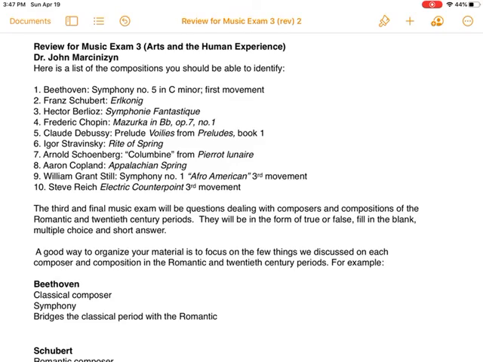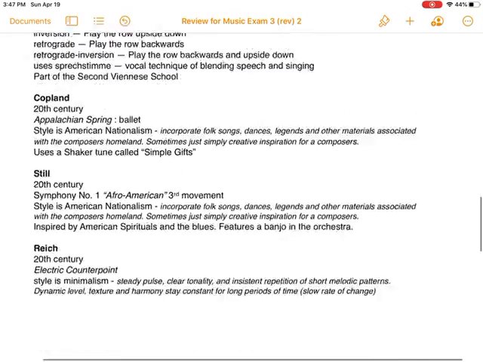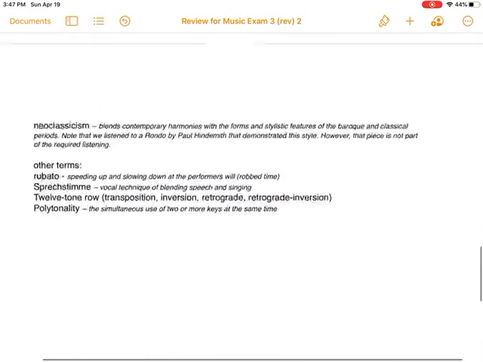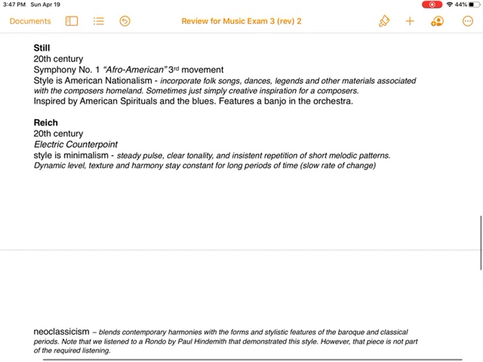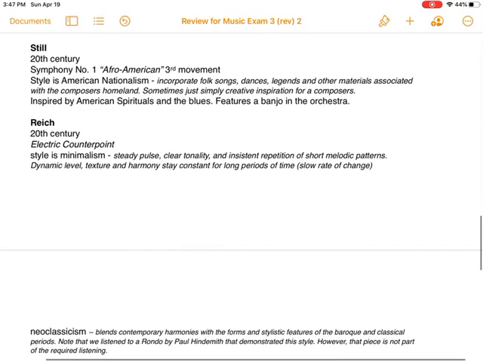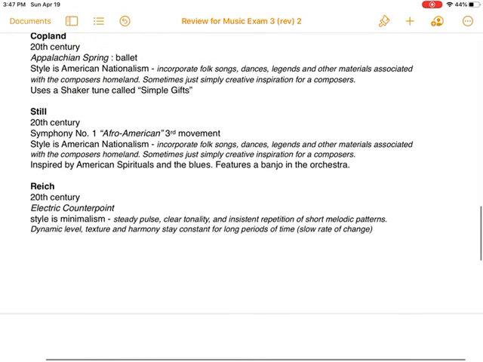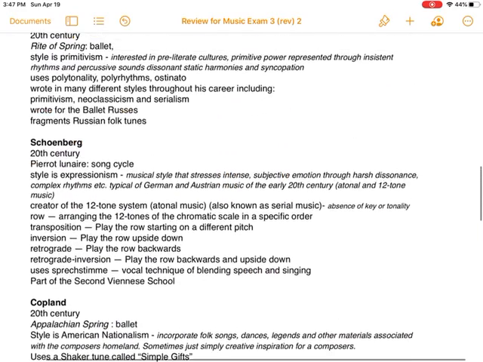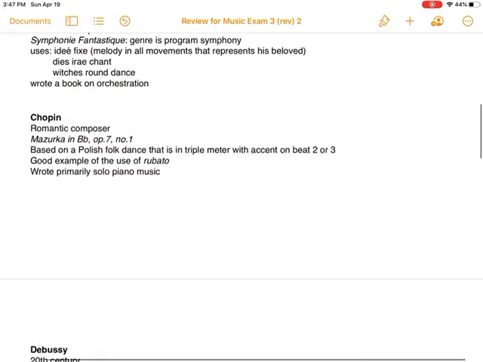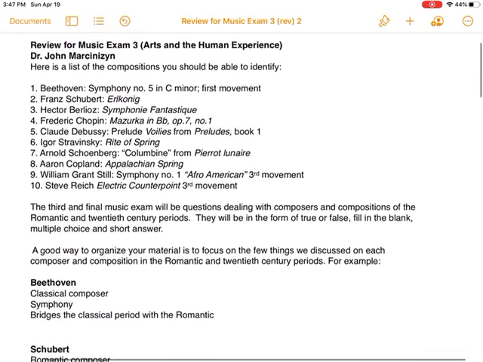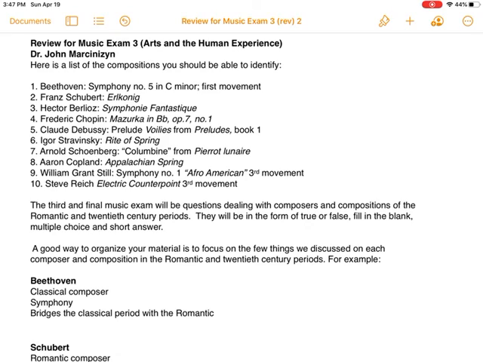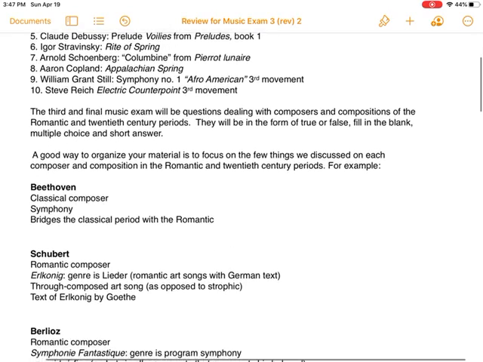But next class, we just have one more piece to do. And as you can see, not a whole lot to say about it either. Steve Reich, Electric Counterpoint is the piece. The style of it is minimalism. And then we'll have a review. And the review will be on these composers, these pieces. So we'll go over this, but I already talked about it, and here it is written for you.